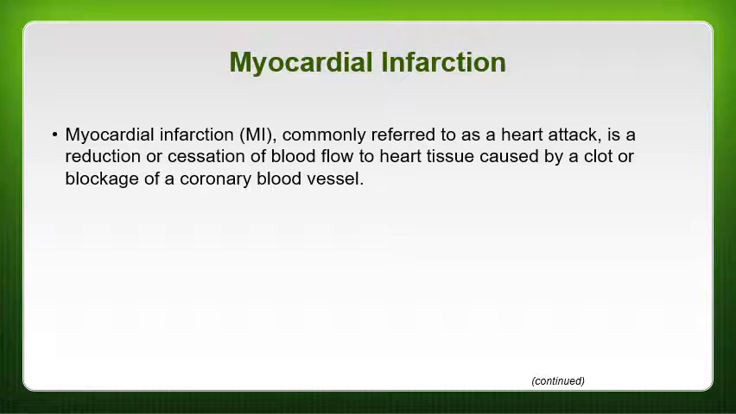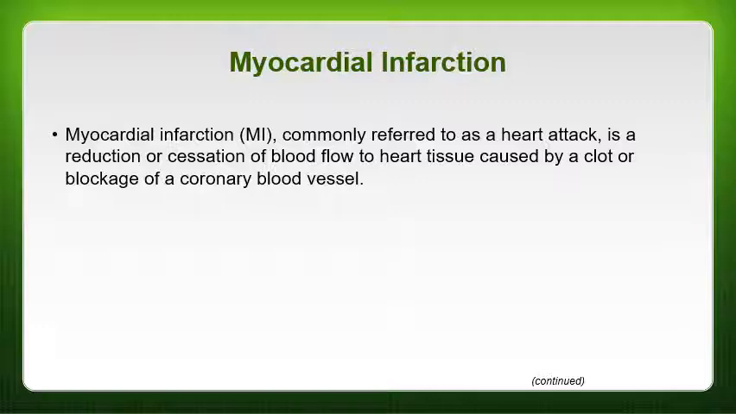So myocardial infarction, commonly referred to as a heart attack. It's a reduction or a cessation in blood flow to the heart tissue caused by a clot or blockage of the coronary blood vessel. The coronary arteries are the blood vessels that supply the heart. We look at the heart as the supplier of blood flow for the rest of the body, but the heart muscle needs blood and oxygen as well. So it's the coronary arteries that supply that.